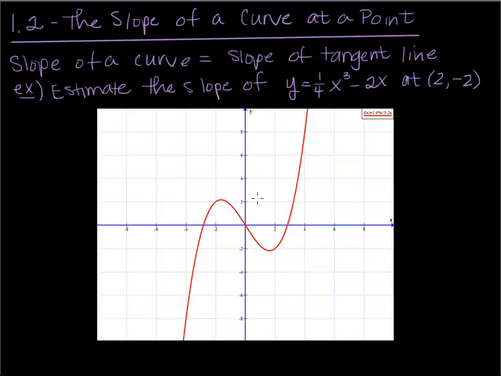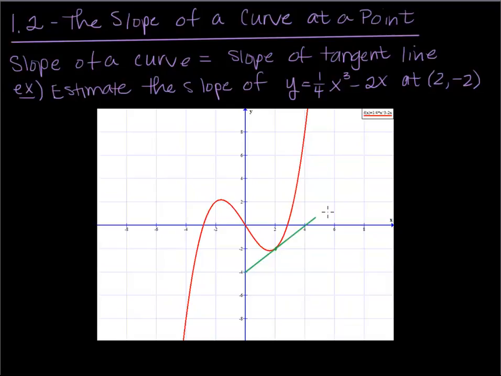Let me grab a different color here. I want to estimate the slope of the curve at this point, so what I need to find is the slope of the tangent line. If I can estimate what a tangent line might look like here, I could draw a line through it. If I could find the slope of this green line, which is a tangent line to the curve, then that is the slope of this curve at (2, -2).